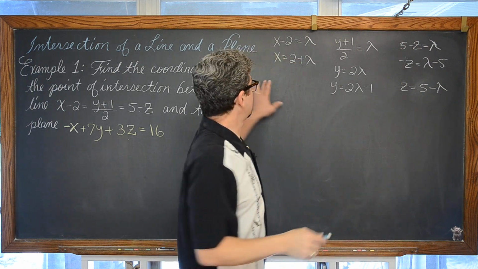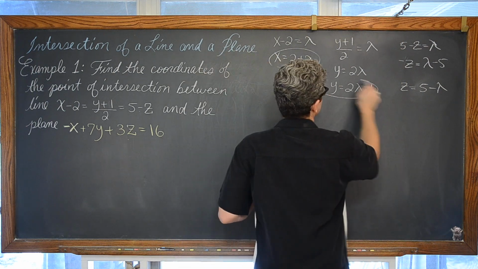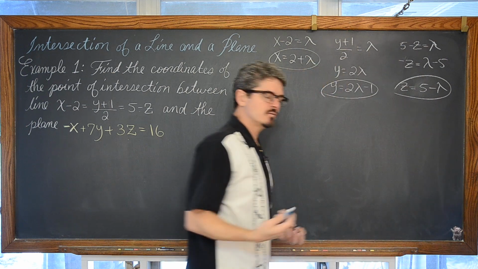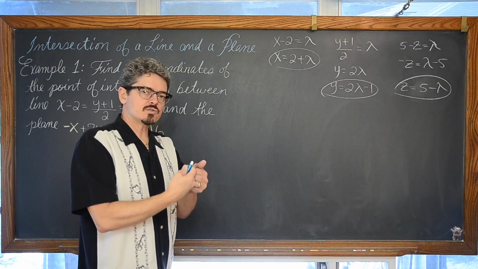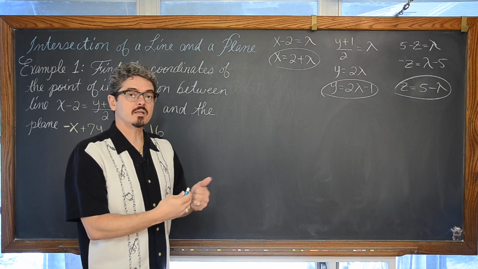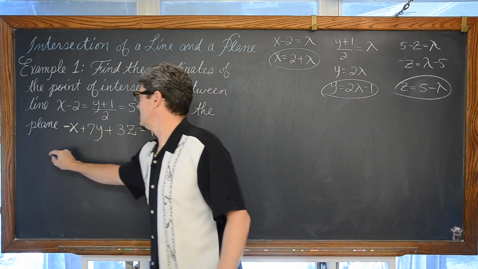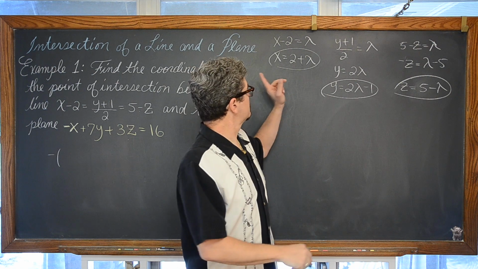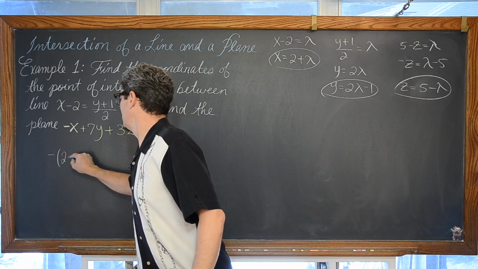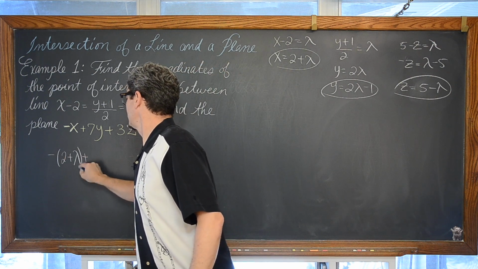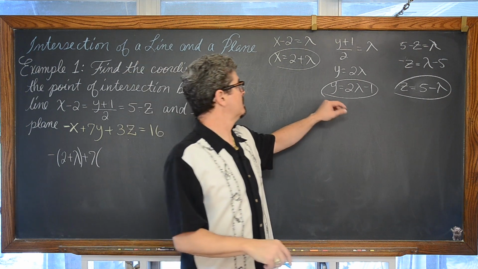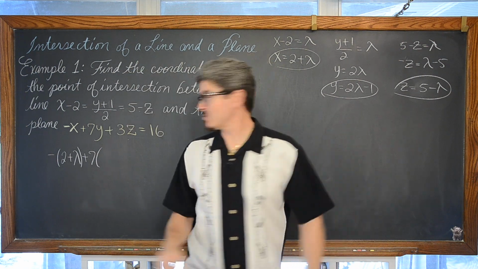So these little equations are going to be used to substitute the general point on the line into the plane, giving us this: negative x, 2 plus lambda, plus 7 times y, which is 2 lambda minus 1.